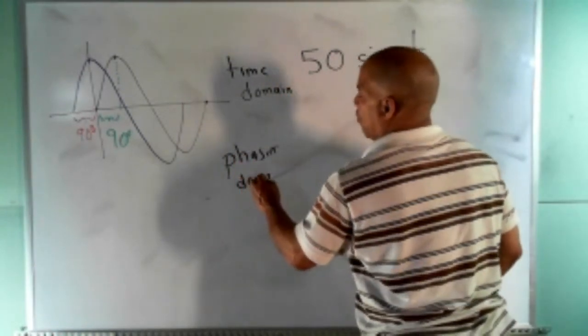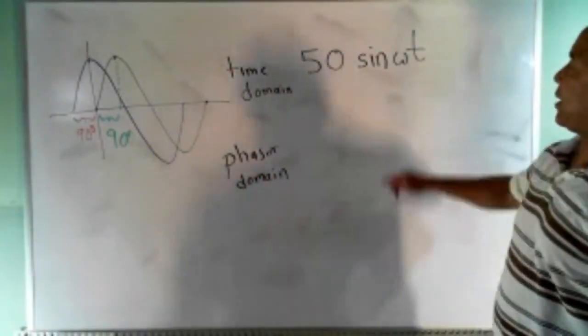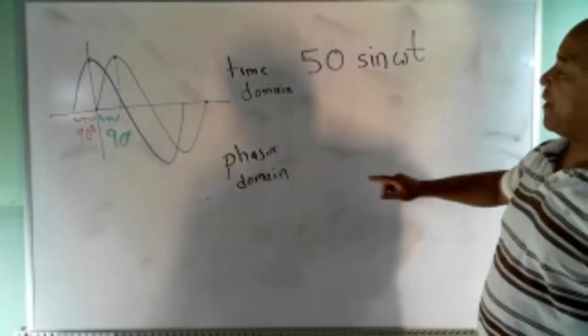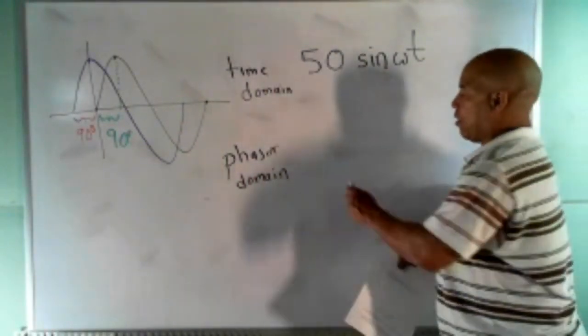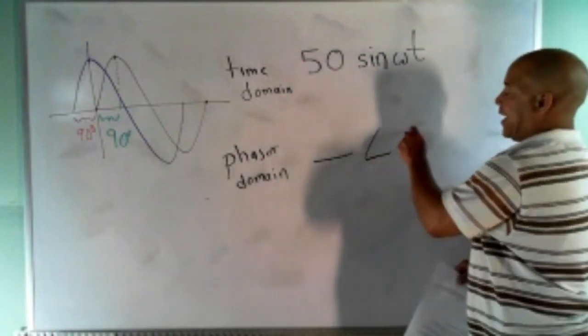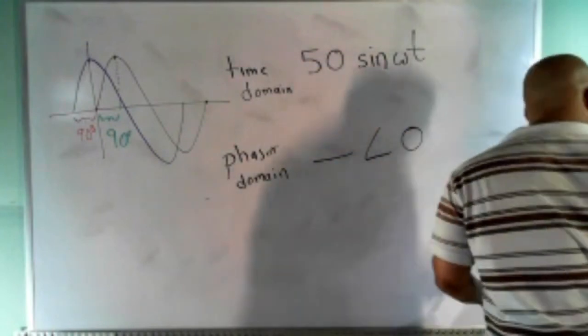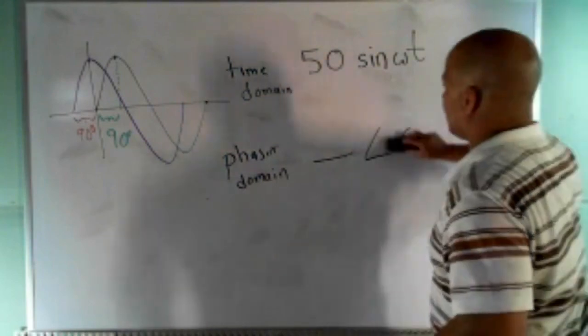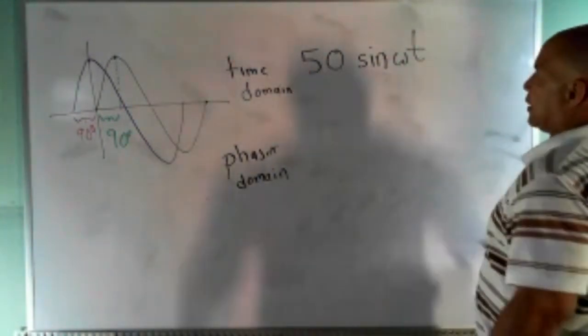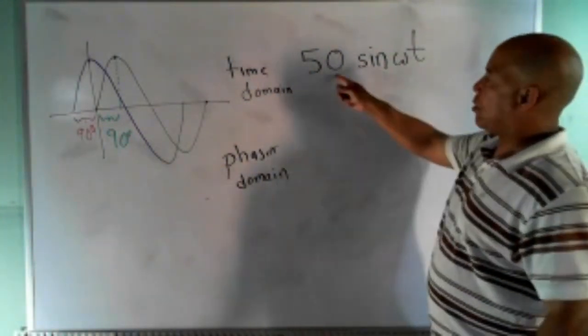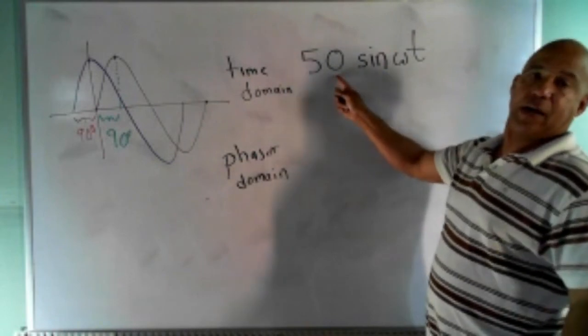So I want it in time domain. What I want is it written with a sine. In phasor domain, I've got to have an RMS value and the phase angle. So let's convert this to a phasor. To convert it to a phasor, now this is a peak value. What I've got to do is get the RMS value. So how do I get RMS?